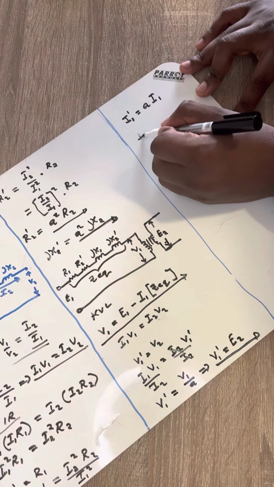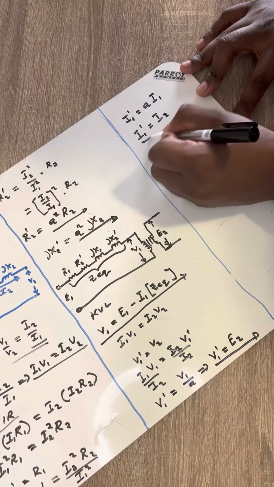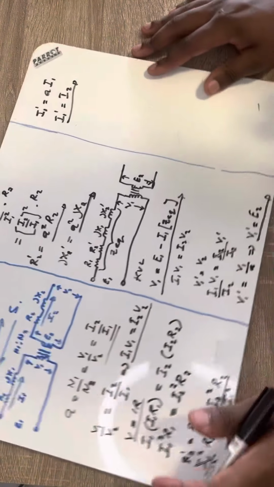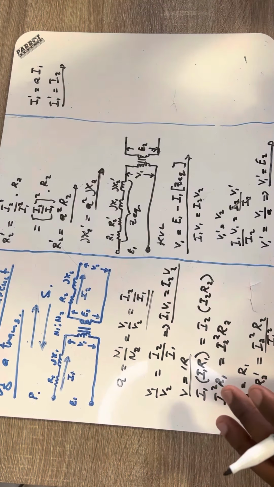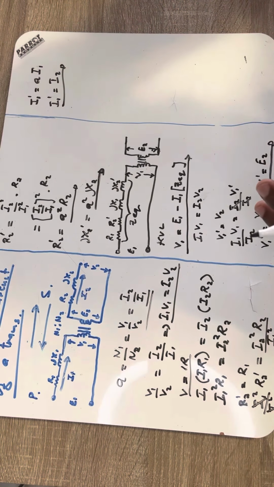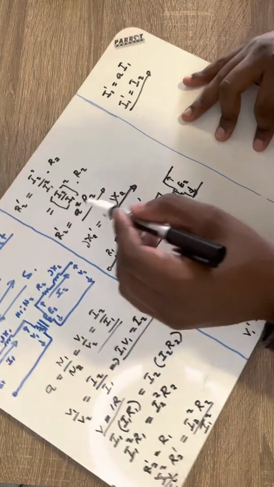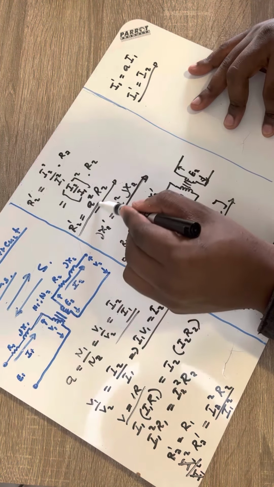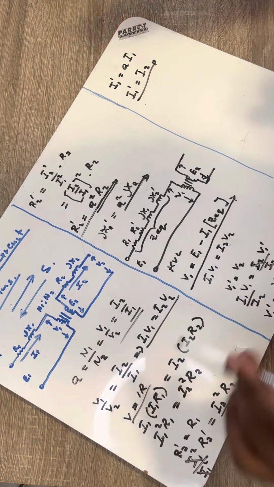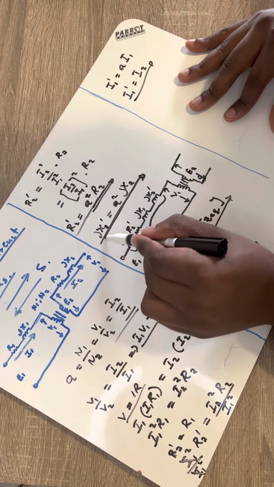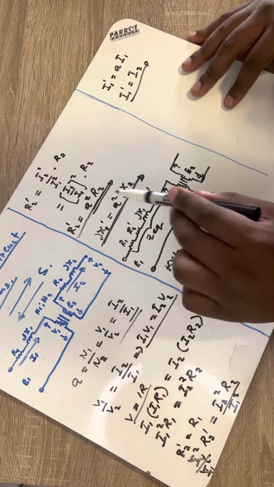So the I1 prime is equal to I2, right? Always remember this. So this is how you derive the formulas to refer the resistance, firstly, from the secondary side to the primary side, and the reactance from the secondary side to the primary side. This is the formula you use.